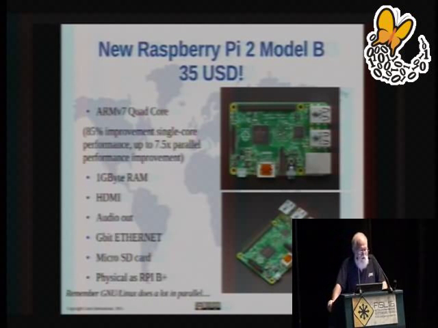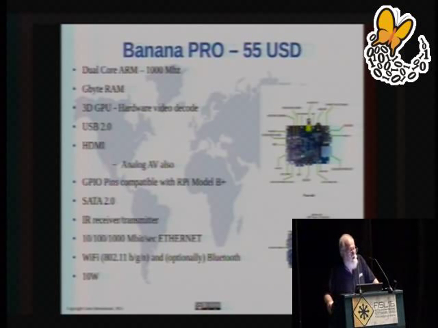But unfortunately, they still don't have a way of getting data into and out of the system really fast. All they have is 10/100 megabit per second Ethernet. And it doesn't have a SATA controller. And then, of course, the Banana Pro people came by again, added Wi-Fi to that, and went up to SATA 2, and so the wars continue.